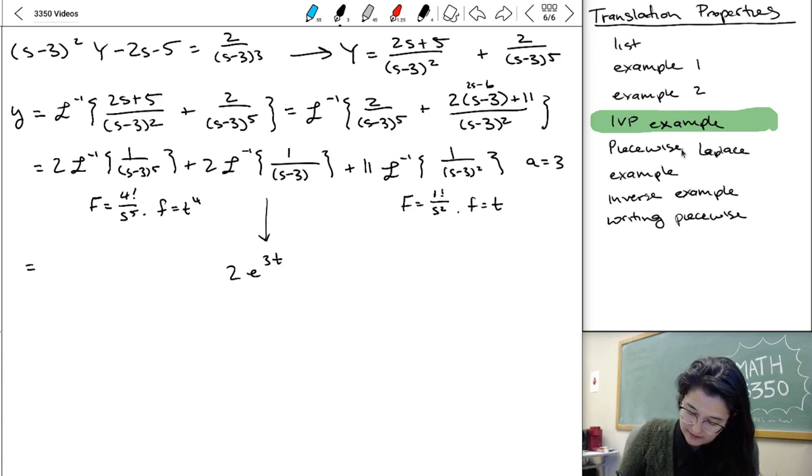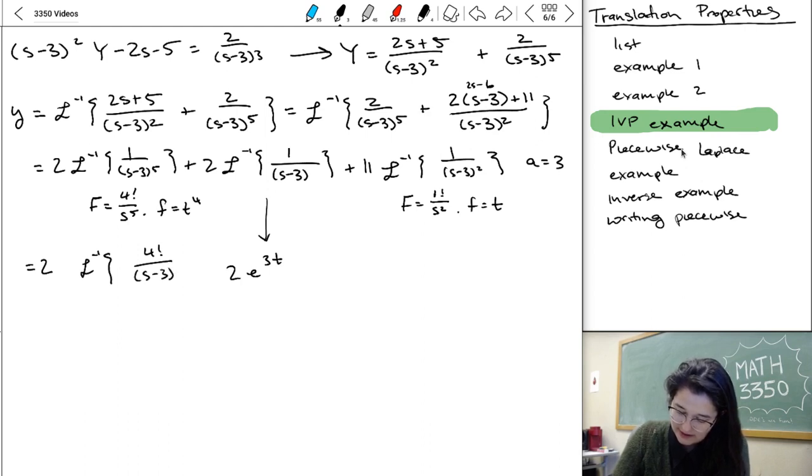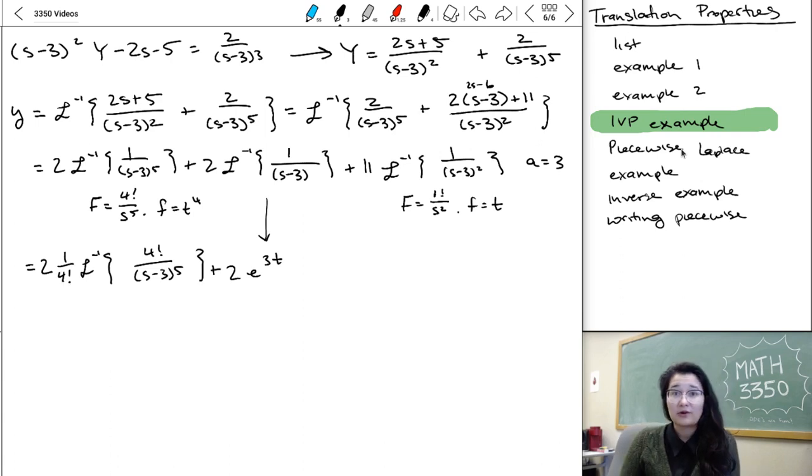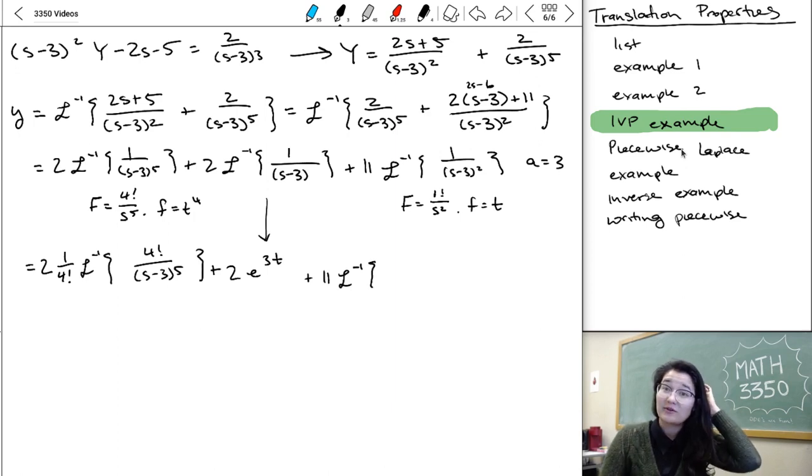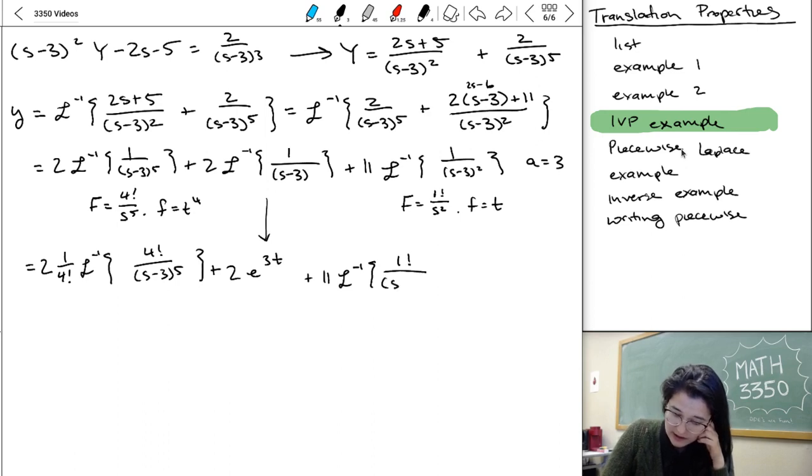So then, for this term, I need it to be 4 factorial over (s minus 3) to the 5th, which means I need to divide by 4 factorial to balance it out. In this term, I don't have to correct because 1 factorial is 1, so it's fine the way it is. It's just 1 factorial over (s minus 3) squared.